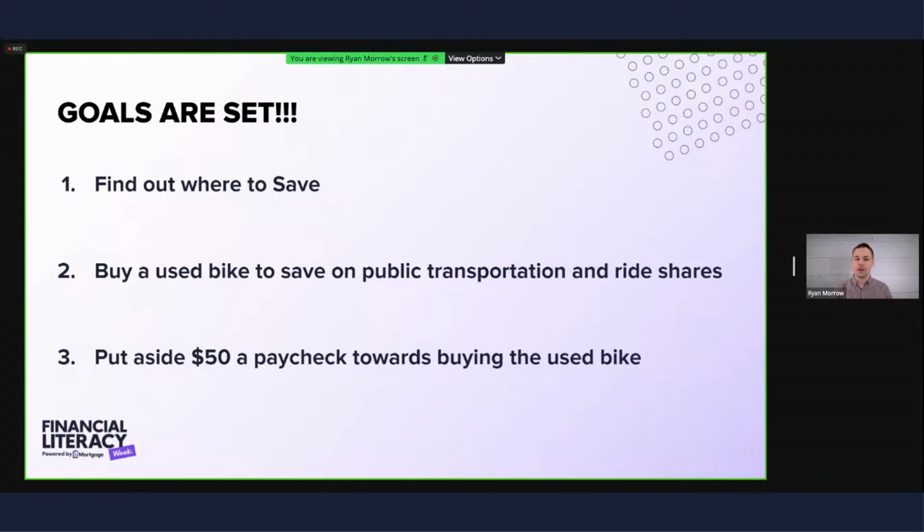And that's the goal. Well, 3 goals if you think about it. Goal 1, find out where we can save. Goal 2, save for a used bike so that we don't have to pay for public transportation. And goal 3, put aside $50 a paycheck until we can purchase a used bike.